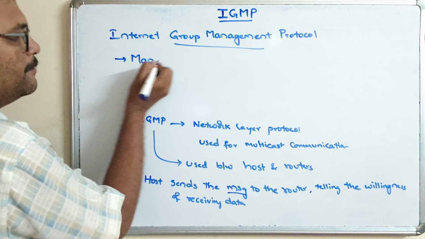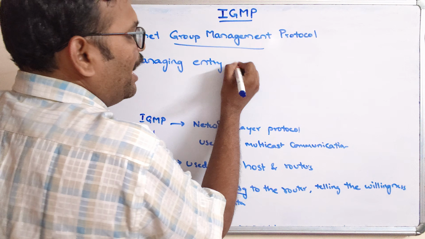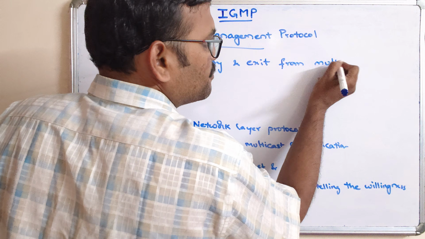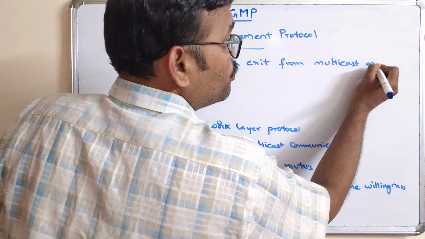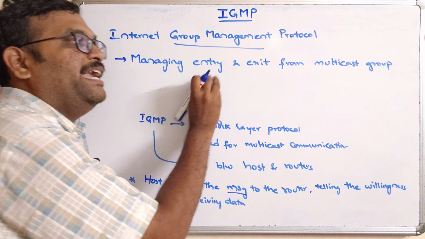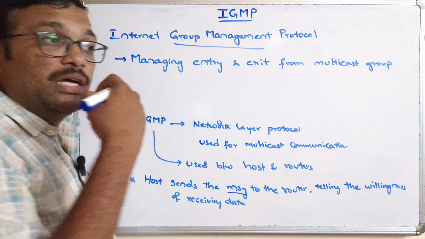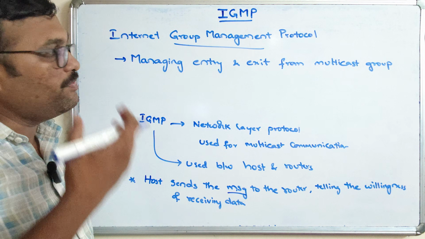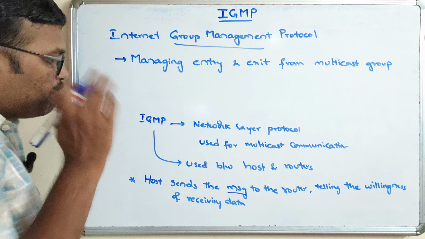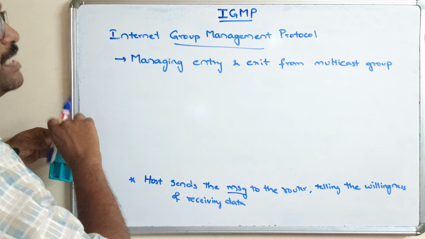The main function of this particular IGMP is managing entry and exit from multicast groups. So the main function of this IGMP protocol is managing the entry and exit from the multicast group. So what entry and what exit? It will allow the host to enter and exit from the multicast group. Now we'll see the functions of this IGMP protocol.